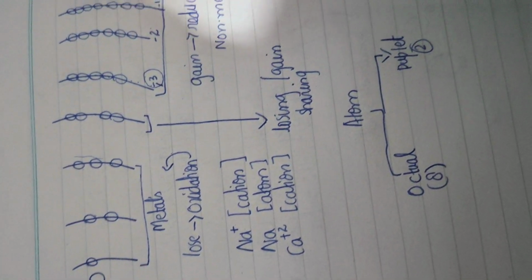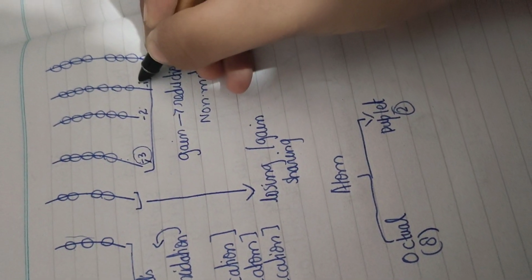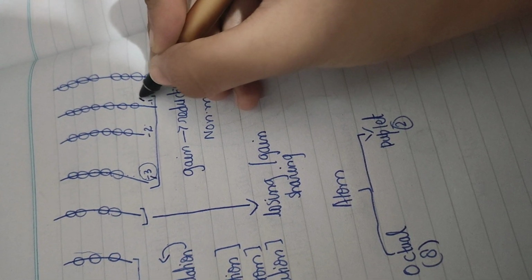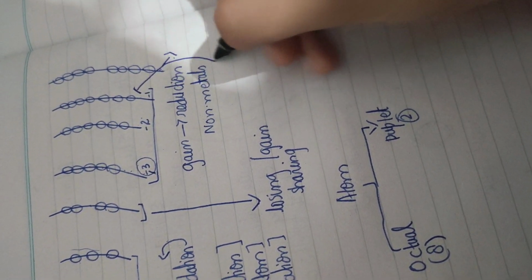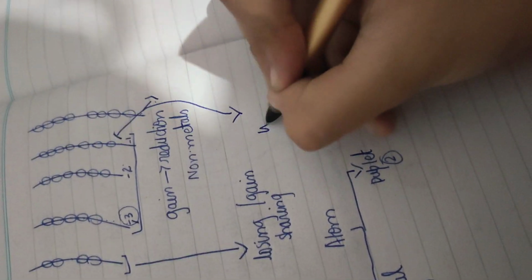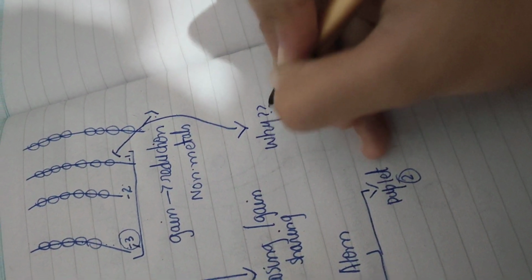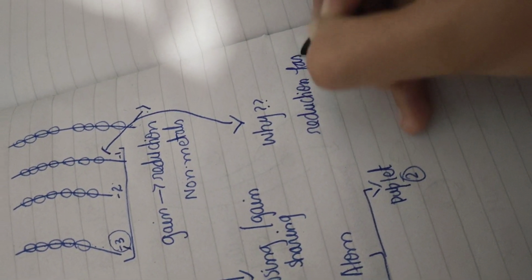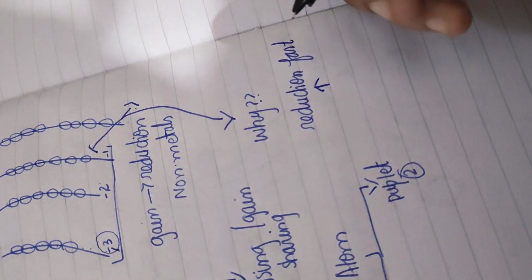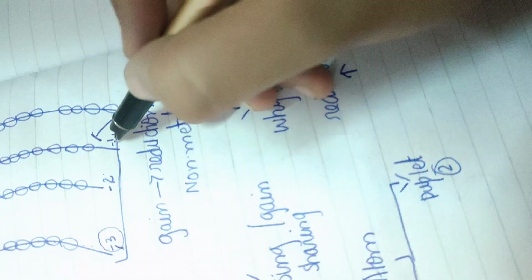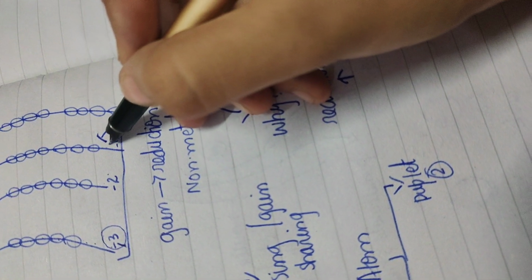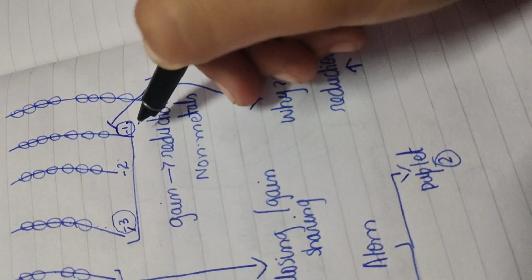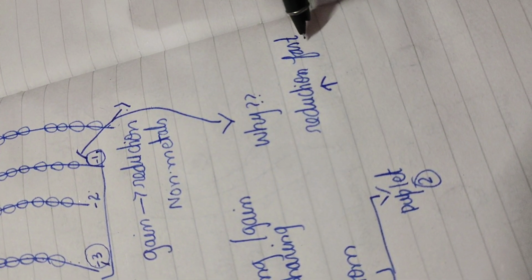So can I say that here the 7th shell gets stabilized early? Why will it get stabilized early? Because the reduction rate will be fast. Why? Because it only requires 1 electron, and taking only 1 electron is quite easy, right? So the reduction rate will be fast.